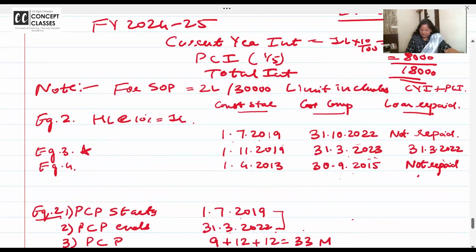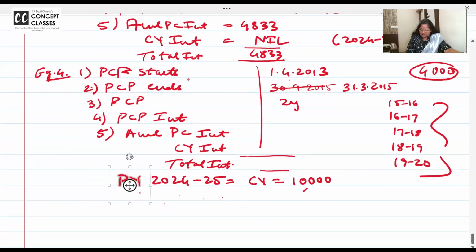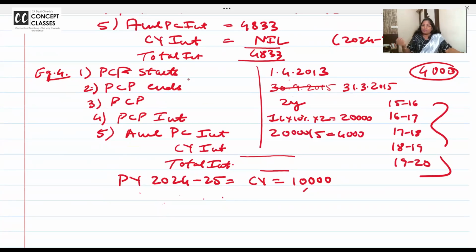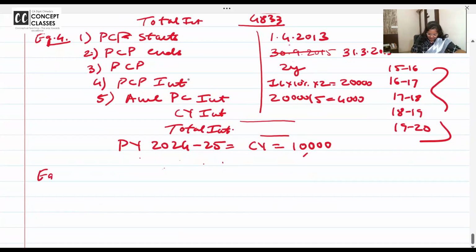Pre-construction period starts from 1st April 2013 and it is over on 31st March 2015. So it is 2 years. So 1 lakh into 10% into 2 years. So it's 20,000 and divide by 5. So 4,000 is the correct calculation, but wrong answer. You will get 0 out of 2. Sorry. Let's move ahead and do one more example.